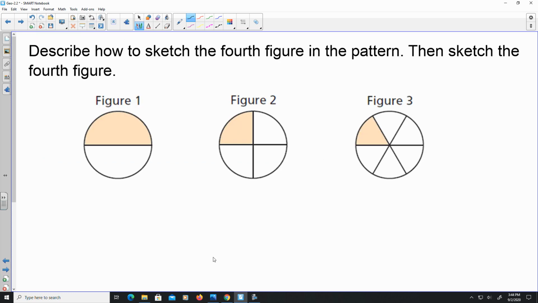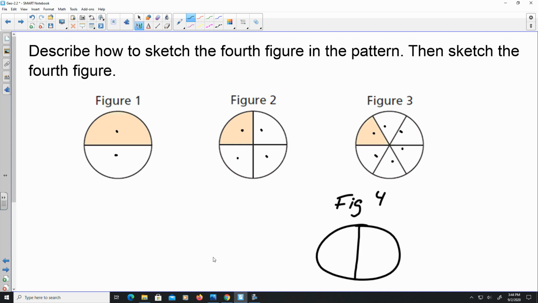So here they're asking you to describe how you'd sketch the fourth figure in the pattern. If you look here, it looks like there's two parts to figure one, four parts to figure two, and six parts to figure three. So I'm led to believe for figure four that it's going to be a circle that's going to have eight.